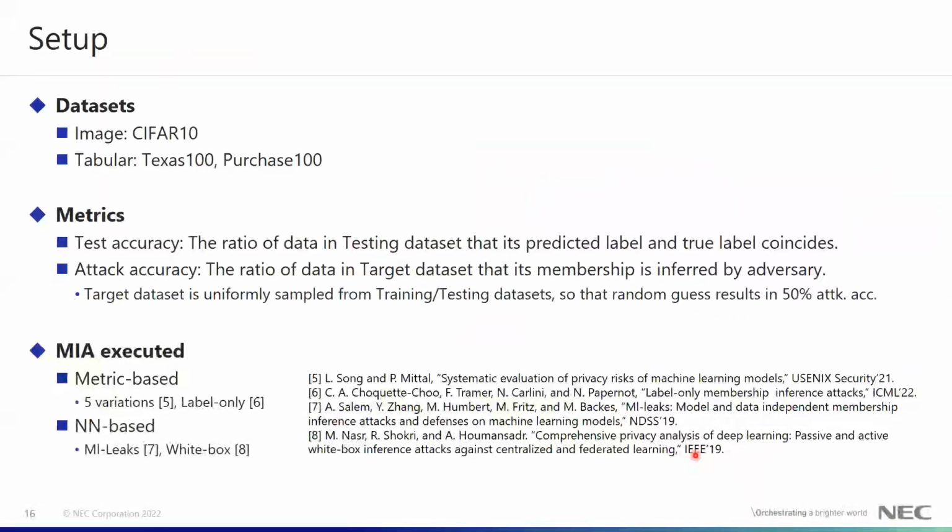Okay, we conduct experiments on 3 benchmark datasets, CIFAR, Texas, and Purchase, through 2 metrics, test accuracy and attack accuracy, against 2 kinds of MIA, metric-based and neural network-based.